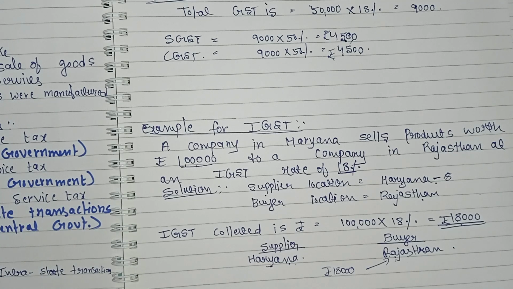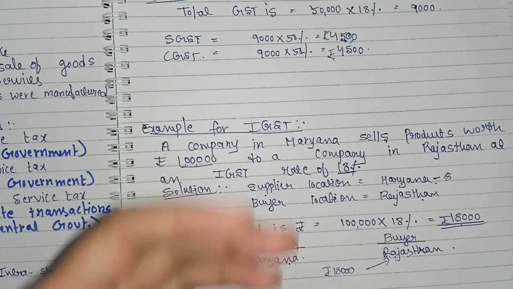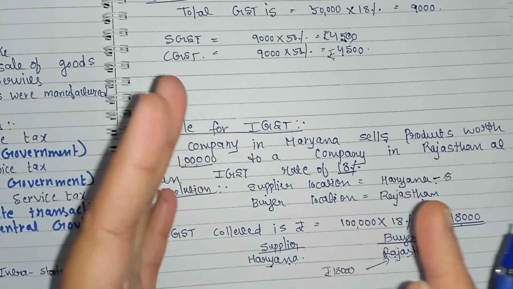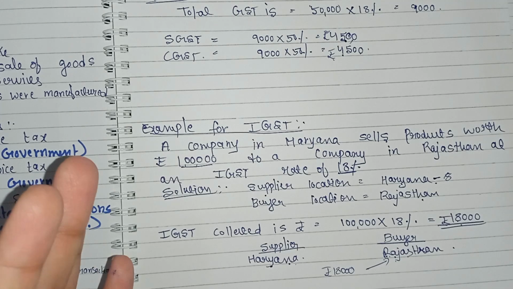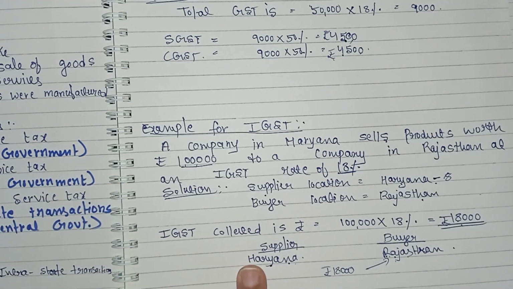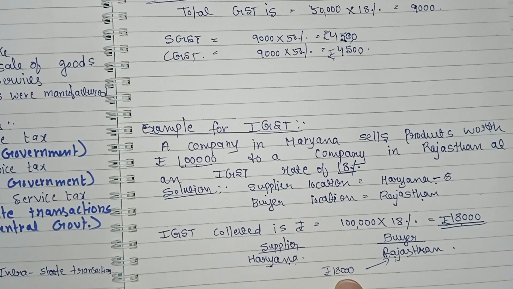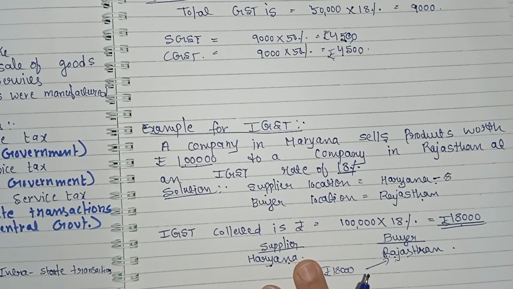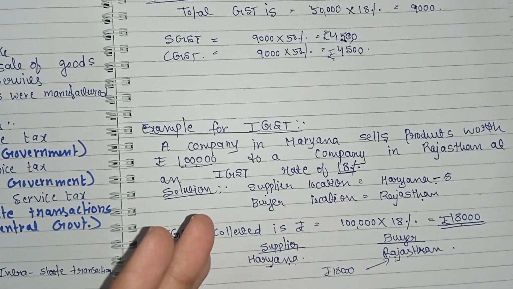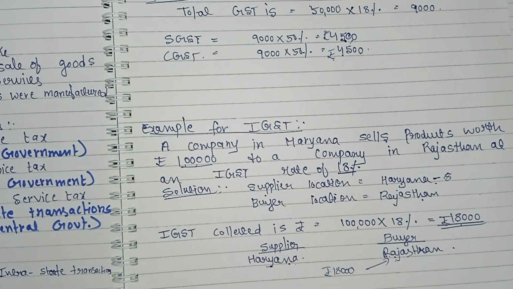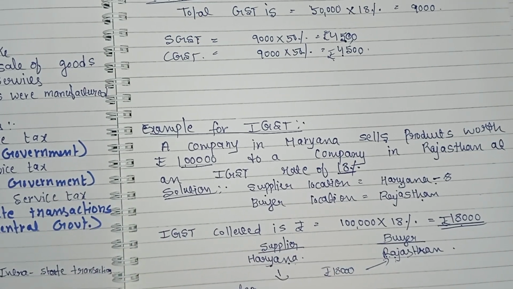I said what is the rule of IGST? Here central government collects IGST and then shares the revenue with the state where the goods or services are consumed. First, here central government collects IGST, that is rupees 18,000. After that, then here supplier of Haryana deposits rupees 18,000 as IGST to the central government.